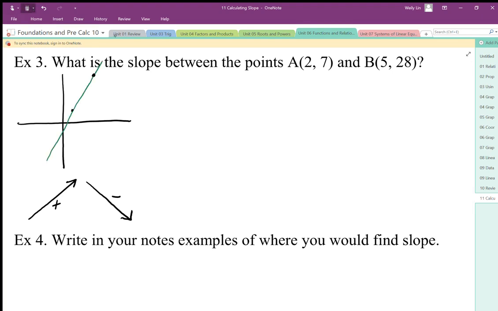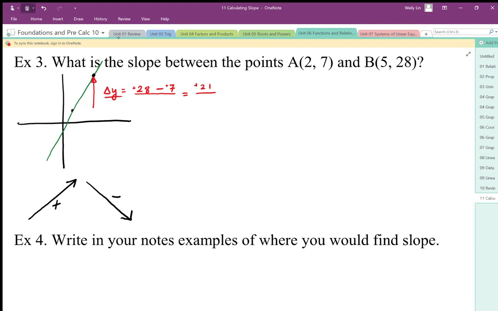So when I draw my slope triangle, I want to find my change in y. The change in y is going to be the end. So in this case, I'm going to use 28 as my end position. So it's going to be 28 minus the starting position of positive 7. Okay, so the change in y works out to be 21 up. So we've gone up 21 units.